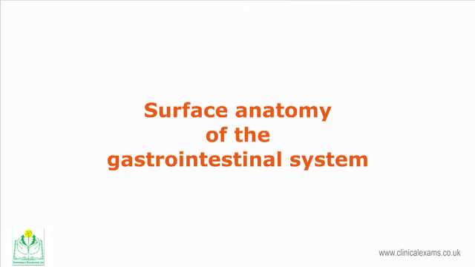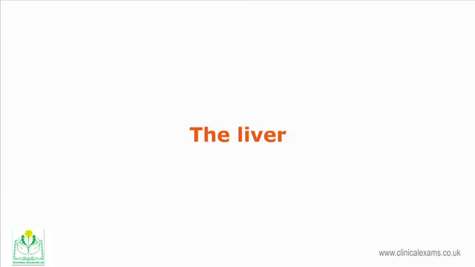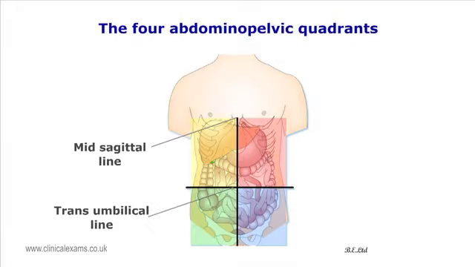Surface anatomy of the gastrointestinal system. The borders of the liver. The liver is mostly situated in the right upper quadrant, with its center in the right hypochondriac region.